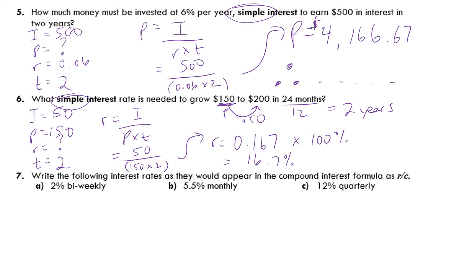Now we're going to move on to compound interest. So we're going to start off with some warm-ups. Write the following interest rates as they would appear in the compound interest formula as R divided by C. So remember, all of these words here are all of your C values. So those are all of our C values. Don't forget your interest rate, so R over C. Convert that percentage to a decimal, 0.02, bi-weekly, every other week, divide by 26, and leave it like that.